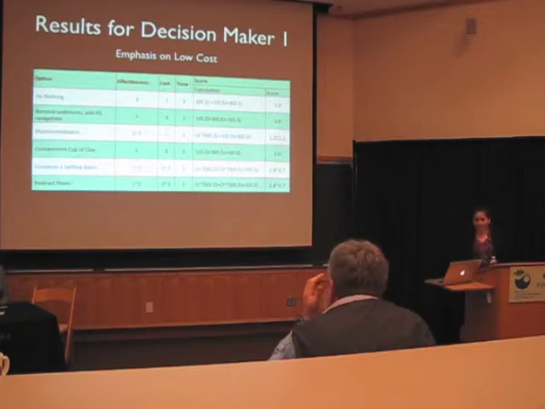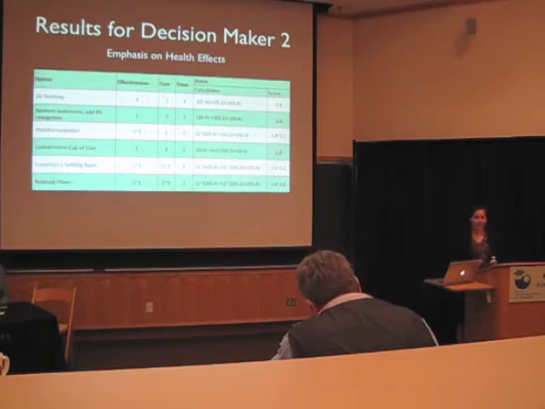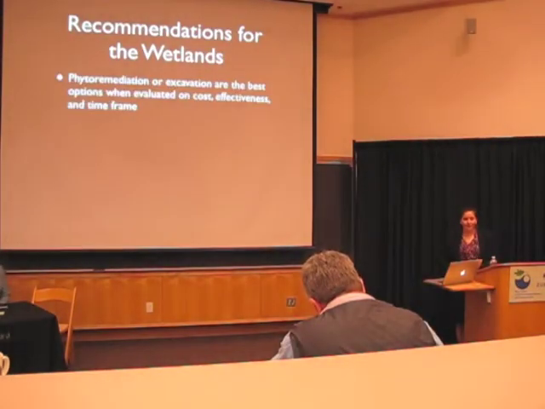Our next decision maker puts more emphasis on health effects and may want a remediation option that would be more efficient and effective. In this case, removal of sediments and a containment cap of clay are both considered the best options since they received the lowest score. However, removal of sediments may be better since a containment cap of clay has a risk of being washed away. So, again, after ranking our options, we decided that phytoremediation or excavation are the best when evaluated on their cost, effectiveness, and time frame.